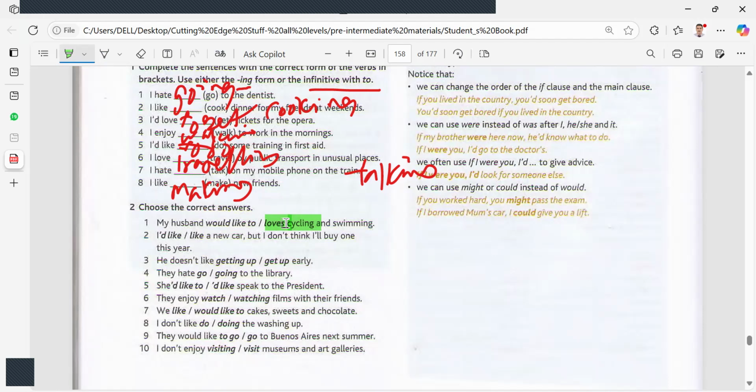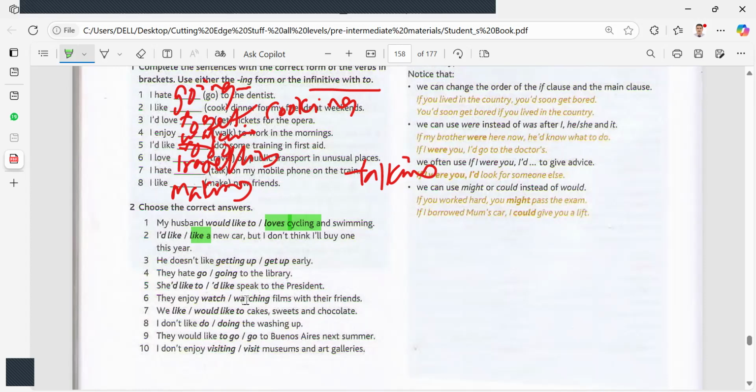Number two. I like a new car, or I'd like a new car? But I don't think I'll buy one this year. I'd like a new car. Yes, because I'd like to. If you say I'd like, you must say to plus another verb. But here, I like a new car, it's a noun. So I'd like a new car, but I don't think I'll buy one this year.